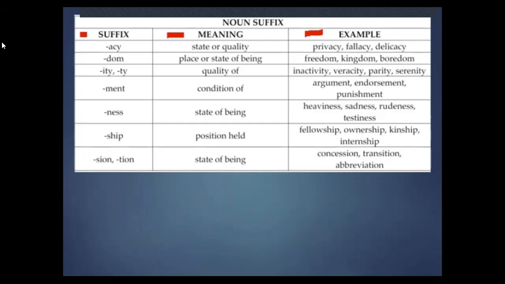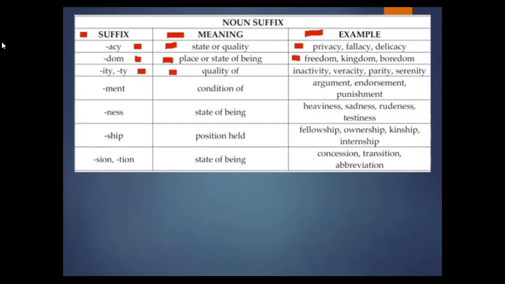The first suffix is -acy and it means a state or quality. You can find it in words like privacy, fallacy, delicacy. Then you have -dom. It means place or a state of being, as in freedom, kingdom, boredom. Then you have -ity, quality of: inactivity, veracity, parity, serenity. Then -ment is condition of. You can find it in words like argument, endorsement, punishment.